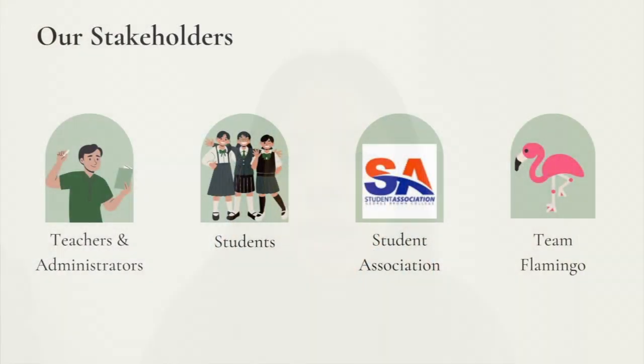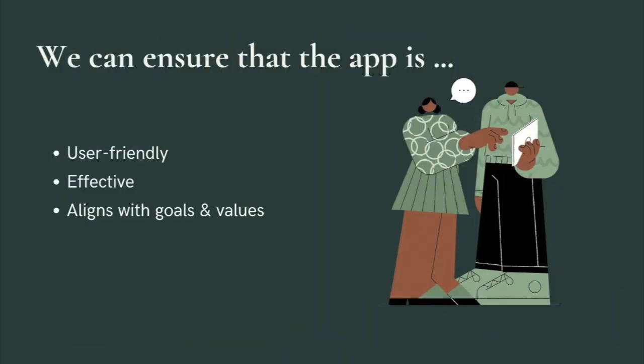Stakeholders play a crucial role in the success of any project, and our social media app is no exception. As we develop and implement the app, it is important to engage with various stakeholders such as students, teachers, school administrators, and parents to ensure that their needs and expectations are met. By involving these groups in the design and development process, we can ensure that the app is user-friendly, effective, and aligns with all the goals and values of the school community.